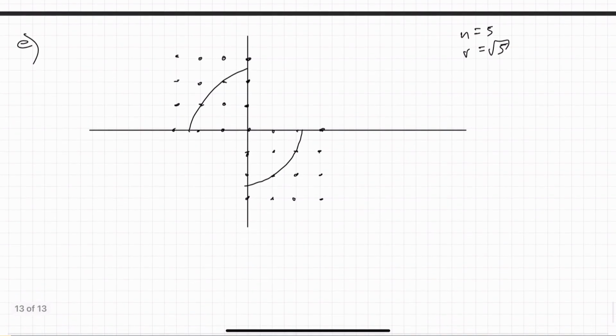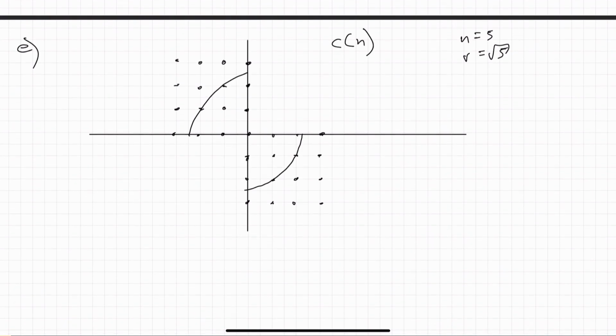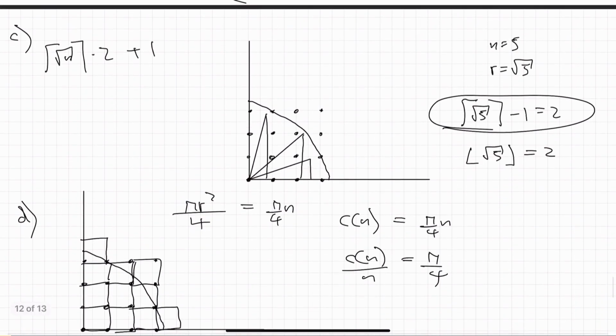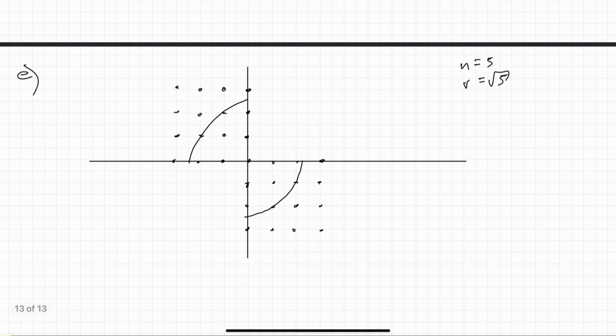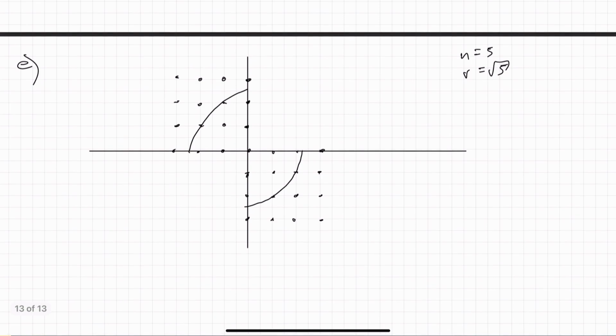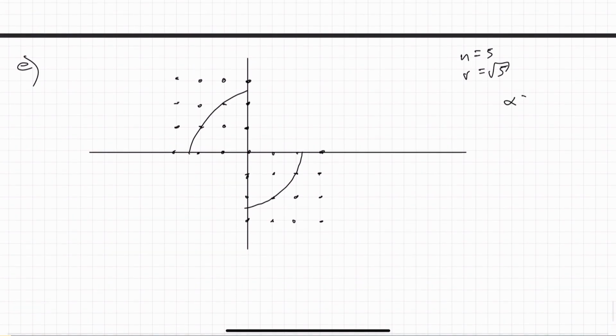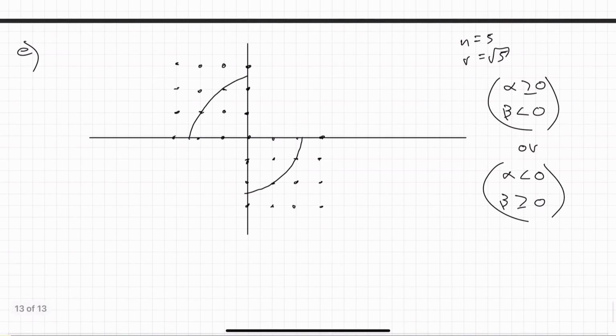And remember that C of n from part C, so if we scroll up again, from part C, C of n calculates how many points are inside of a quarter circle. But the thing is that over here, we want, first of all, remember the conditions. We want alpha is greater than or equal to 0, and beta is less than 0, or alpha is less than 0, and beta is greater than or equal to 0.